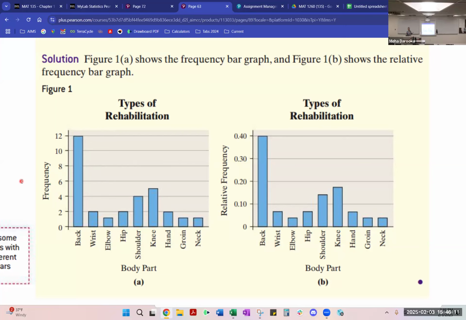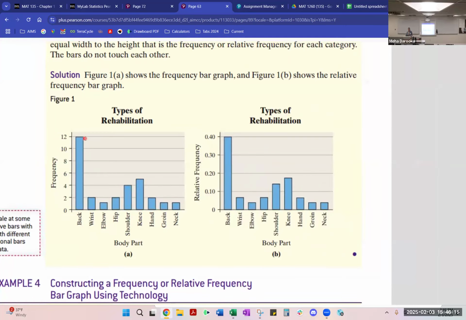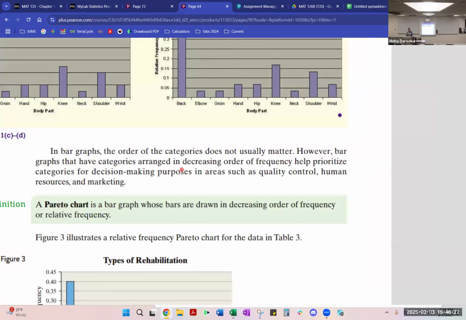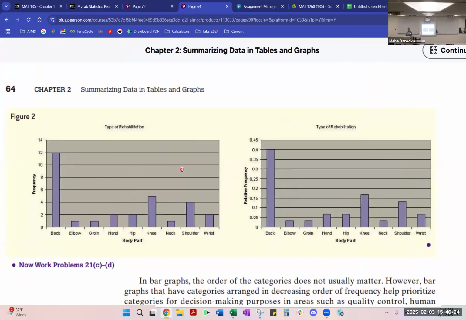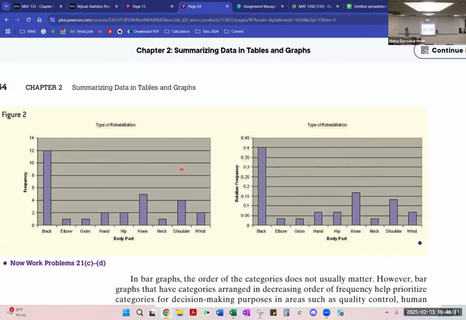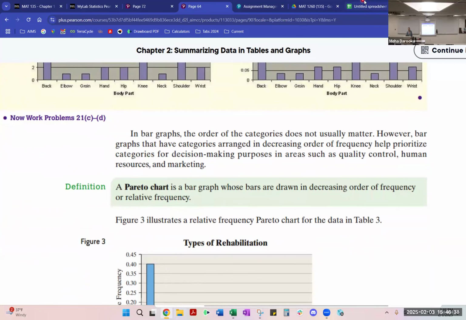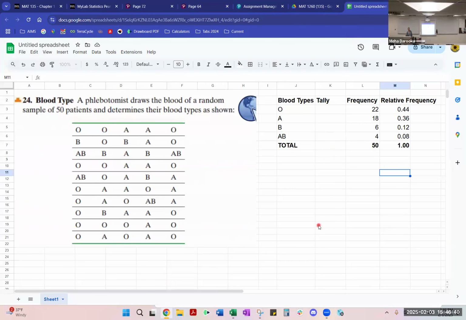So this is how you would create a bar graph. Now this is of course a vertical bar graph because your bars are set up vertically. This example is talking about how you can use technology to come up with your graphs, and you can see the example obviously looks very similar to the graph we just saw. You've got the frequency distribution on the left, relative frequency distribution graph on the right. So how do we create a bar graph for our example using the blood types here?